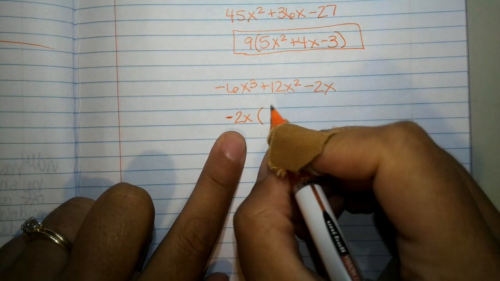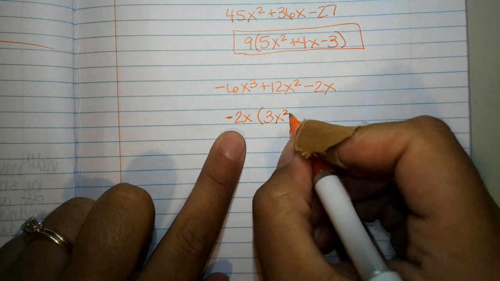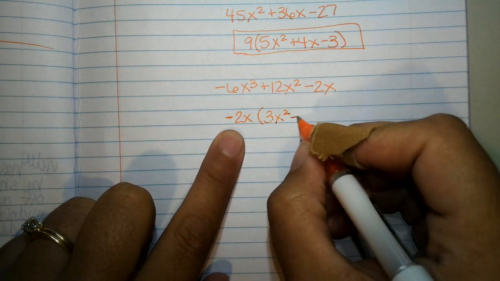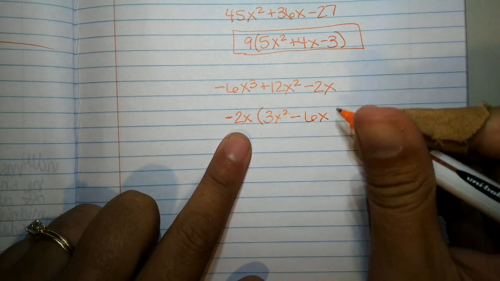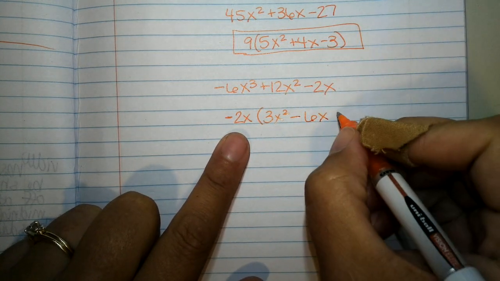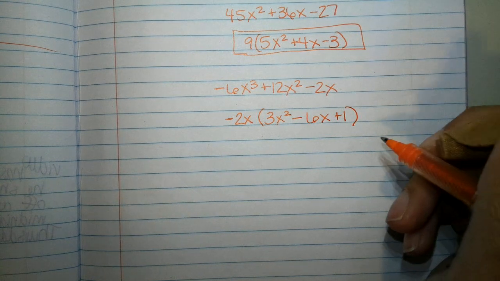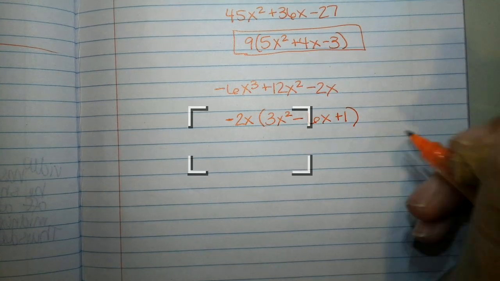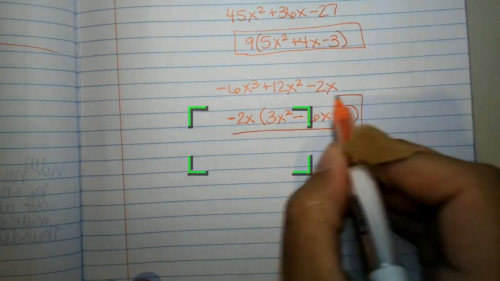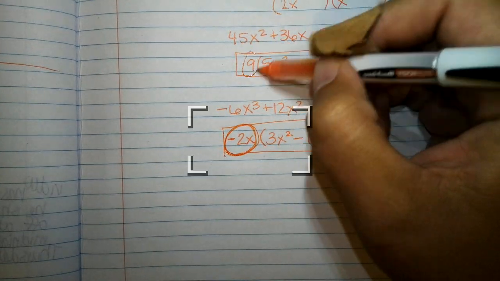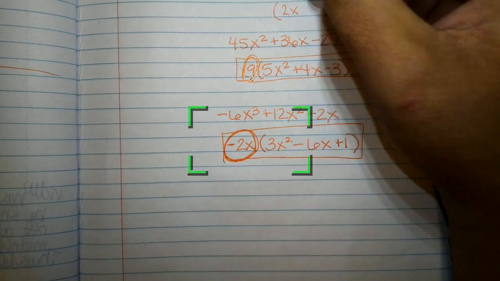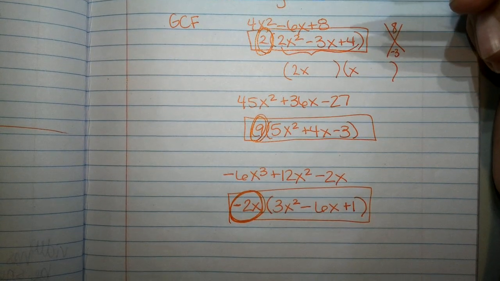So negative 6 divided by negative 2 is 3 with 2 x's left over. 12 divided by negative 2 is negative 6 with an x left over. Negative 2x divided by negative 2x, don't just end it, it's plus 1. Okay, so we factored out the GCF. That's all I'm asking you to do. Here is our GCF on that one: 9 is the GCF there, and 2 is the GCF at the top.